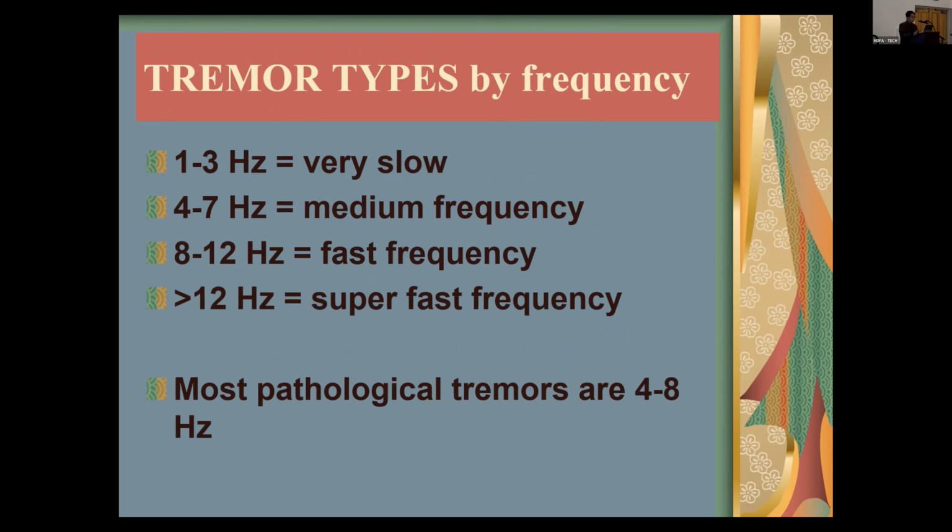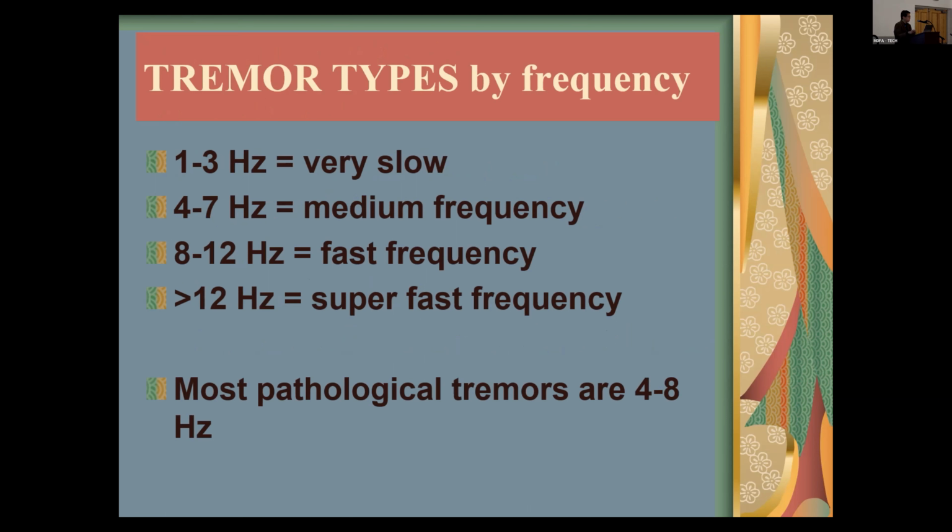And then we also look at the tremor based on frequency. Most of the pathological tremors fall within a frequency of 4 to 8 hertz, although in my practice, we see tremors of all types. Very slow means 1 to 3 hertz. Hertz refers to beats per second. The 4 to 7 is medium frequency, 8 to 12 is fast, and more than 12 hertz is super fast.